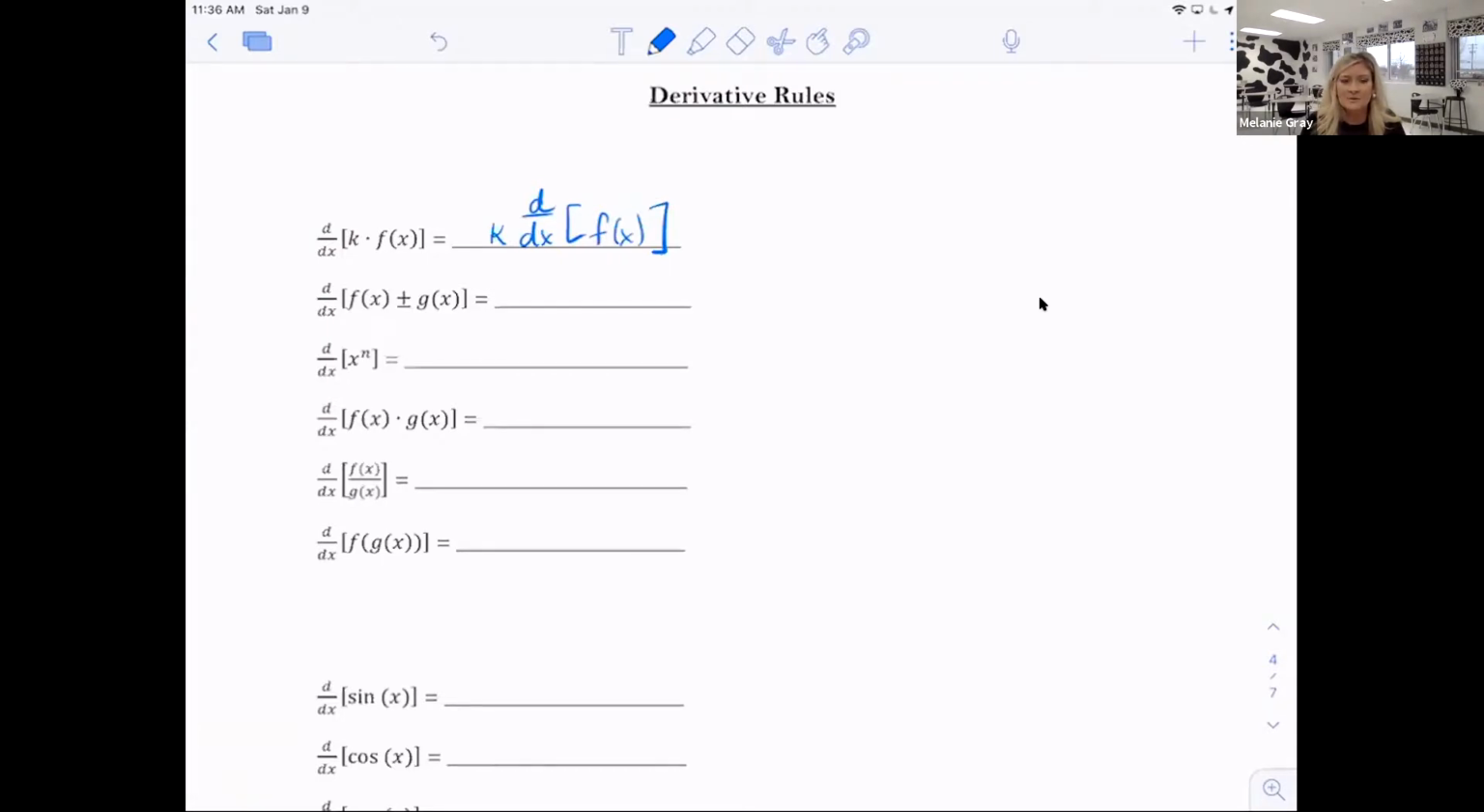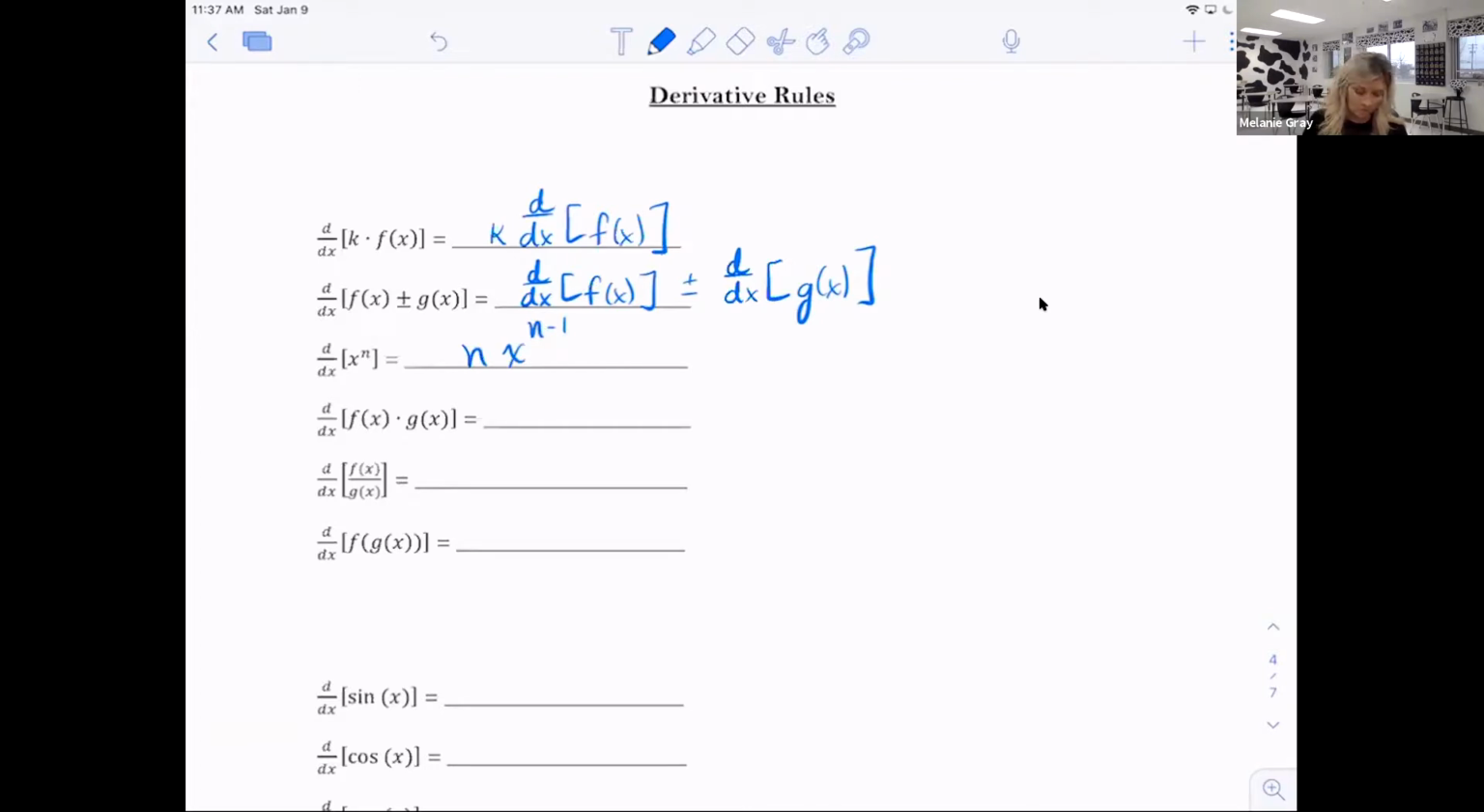Then we have a rule that says if you take the derivative of two functions being added or subtracted, you can take the derivative of each piece, take the derivative of f of x and add or subtract that to the derivative of g of x. Remember that works for addition and subtraction, but not for multiplication nor division, which we'll get to in numbers 4 and 5. But first, let's do power rule on number 3. Remember, if you have x to some power n, you can pull that exponent out to the front and subtract 1 from the exponent. That's power rule.